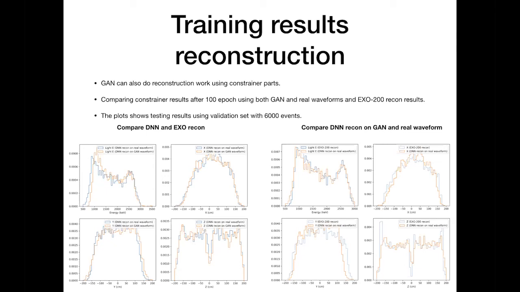And on the right side, this shows the reconstruction result of the constrainer, but receiving both the real waveforms and the artificial ones from the generator. And we can see in this result that the energy part agrees much better, even though some of the position reconstruction is not that good.